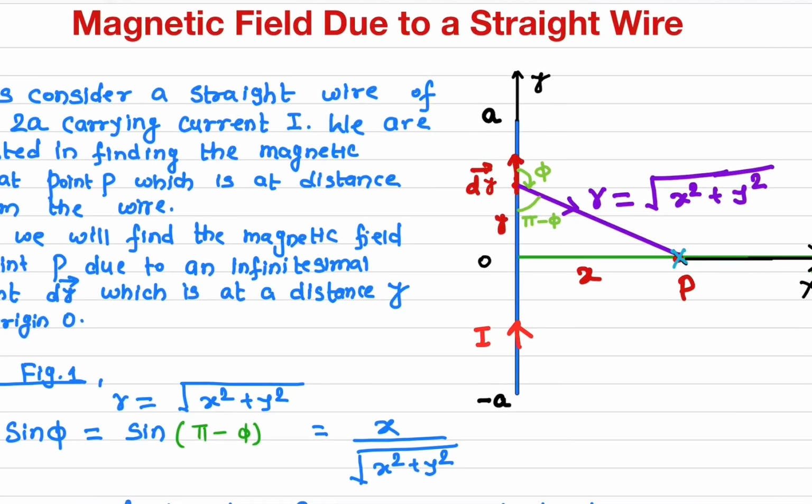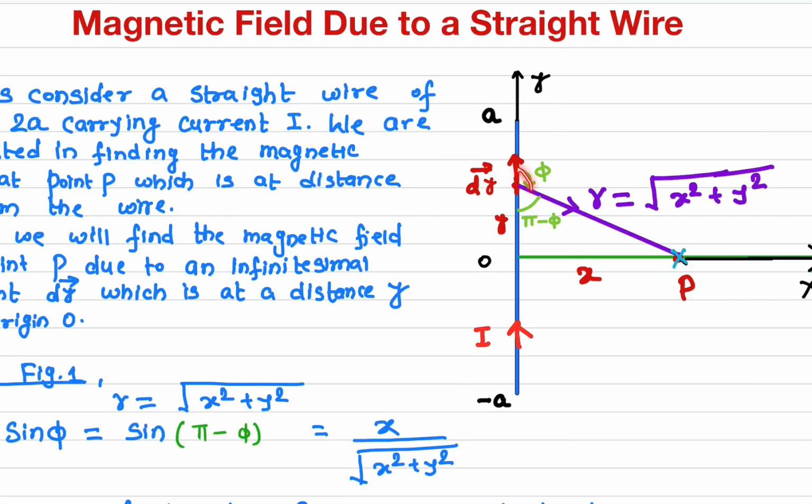And in order to find the magnetic field due to the entire wire, we are first going to choose an elementary length, dy. And we'll find the magnetic field due to this elementary current carrying wire at this point. In other words, we'll find the magnetic field due to this tiny segment at point P. The length of the tiny segment is dy, and this direction is in the direction of the current.